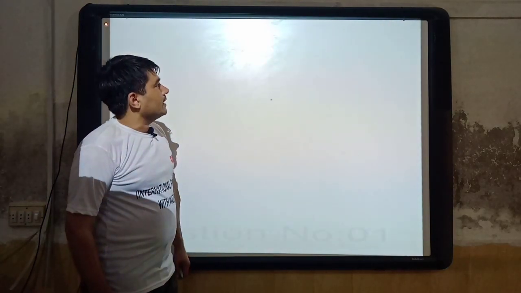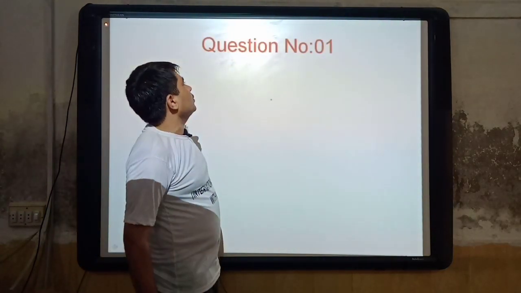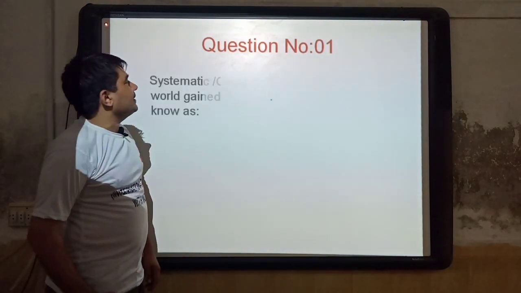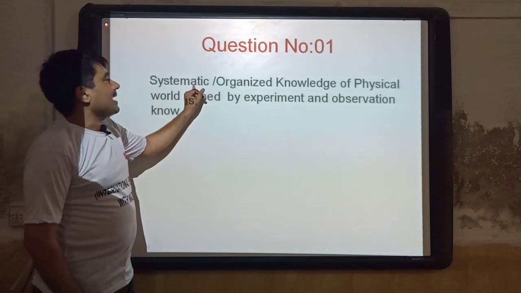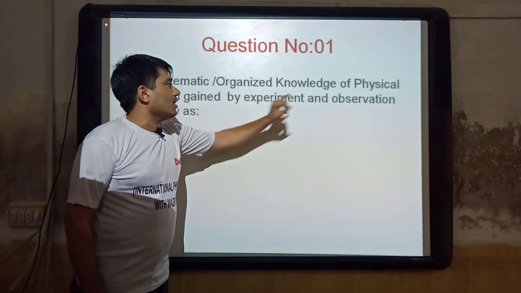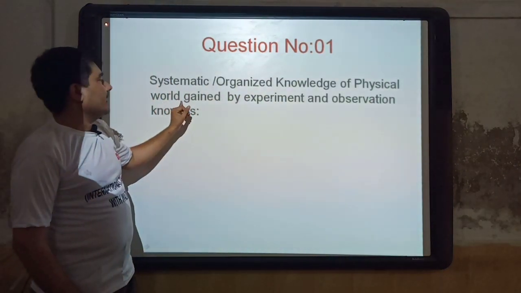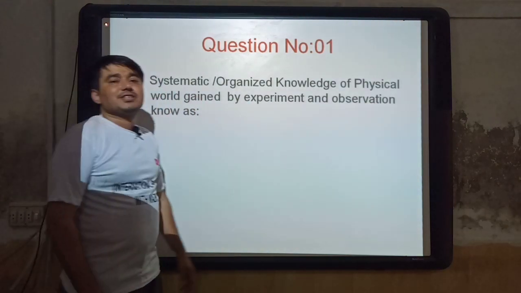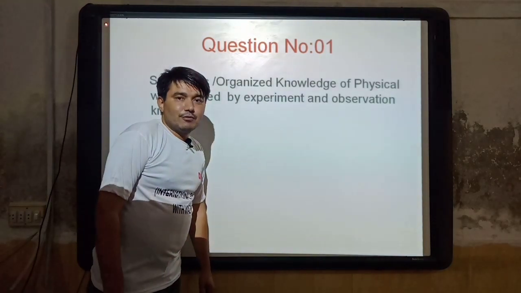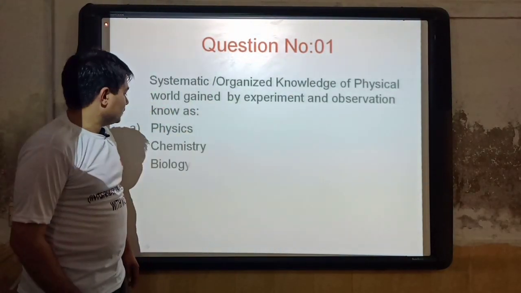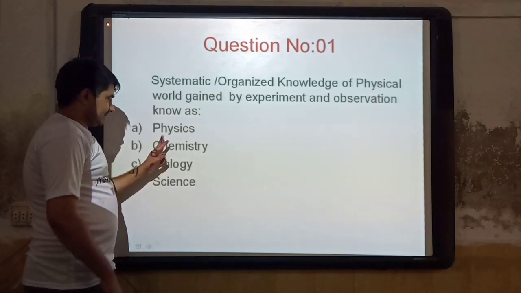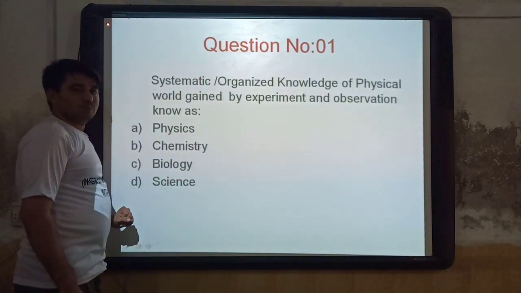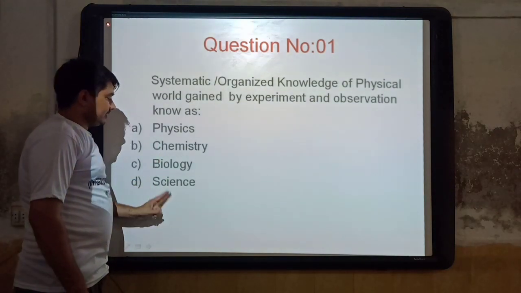Viewers, here for you is question number 1. Systematic, organized knowledge of the physical world gained by experiment and observation is known as. Four options for you: physics, chemistry, biology, science.